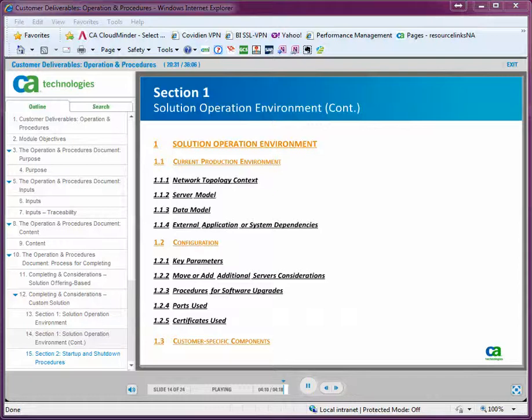Okay, that pretty much covers section 1. We're going to pick it up a bit in the rest of the sections. With that, we'll move into section 2.